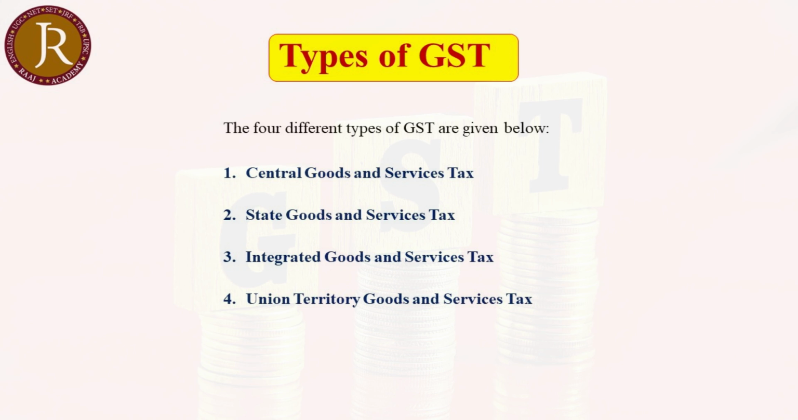The last one is Union Territory Goods and Service Tax. The UTGST is a tax that is imposed on provision of goods and services in any of the Union territories that are located within the country. These Union territories include Chandigarh, Daman and Diu, Dadra and Nagar Haveli, Lakshadweep and the Andaman Nicobar Islands. In addition to CGST, UTGST is also imposed. So these are the various types of GST followed in our country.